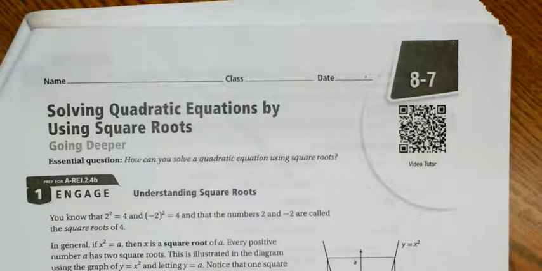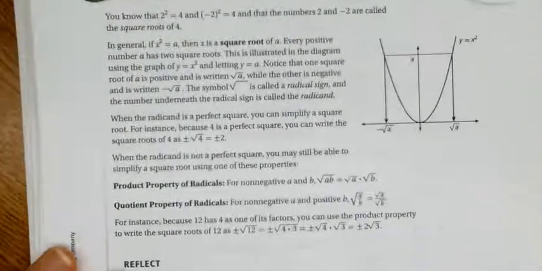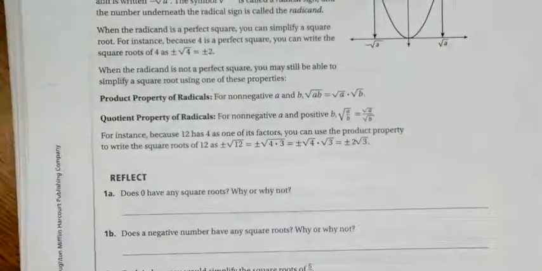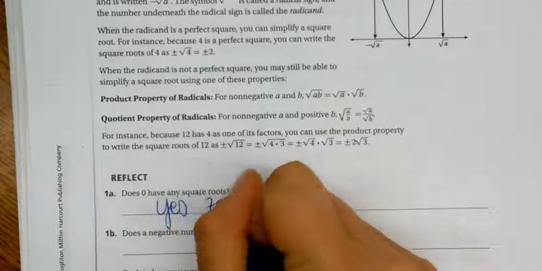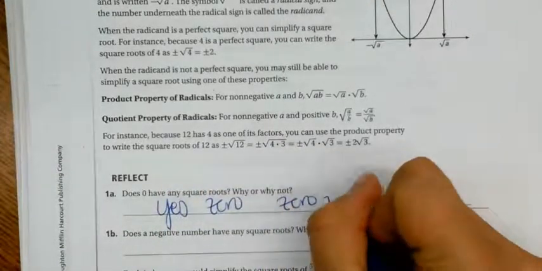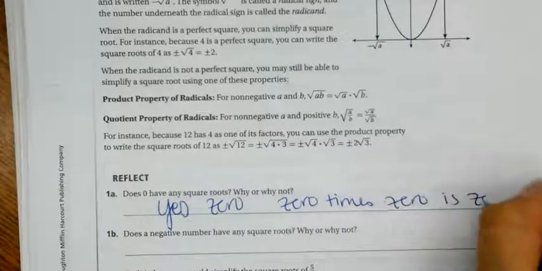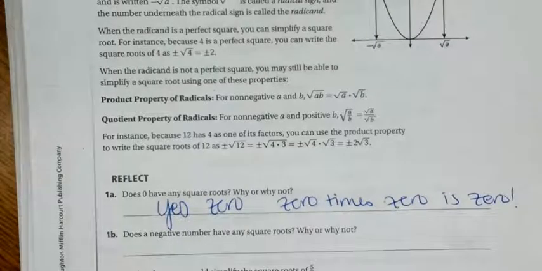All right, so does 0 have a square root? Why or why not? What is the square root of 0? What times itself is 0? 0, right? Zero times 0 is 0, right?